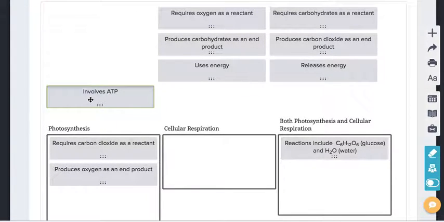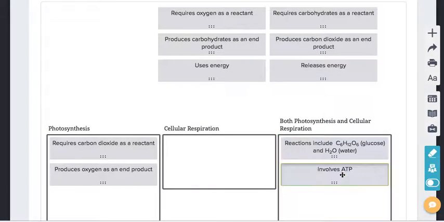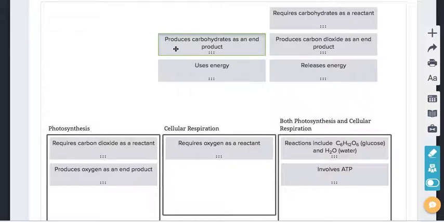All right, involves ATP. That means it basically has an energy source, okay? So for now I'm going to tell you that is over here. Then requires oxygen. Who requires oxygen? Carl the cat or plants? Carl requires oxygen, right? All right, so produces carbohydrates in the end. Who makes carbohydrates? Do humans make carbohydrates? Or sorry, Carl the cat. Is Carl the cat producing carbohydrates, or are plants making carbs?